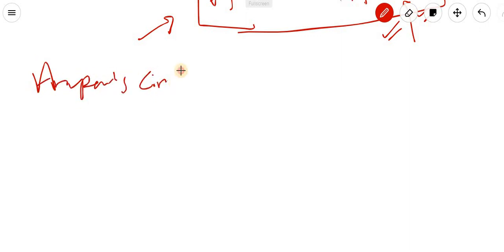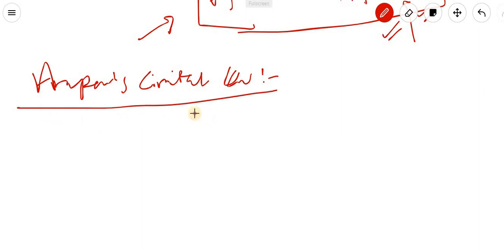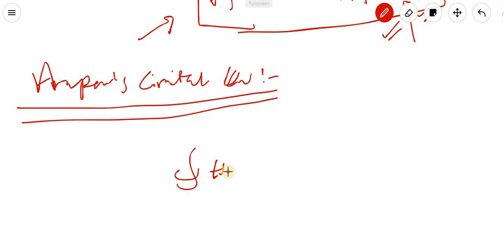So now here we can explore Ampere's circular law, if we apply it. As we know, what does Ampere's circular law say? It says that the closed line integral of H dot dl equals the enclosed current.